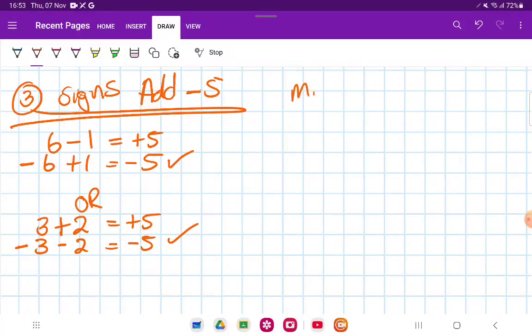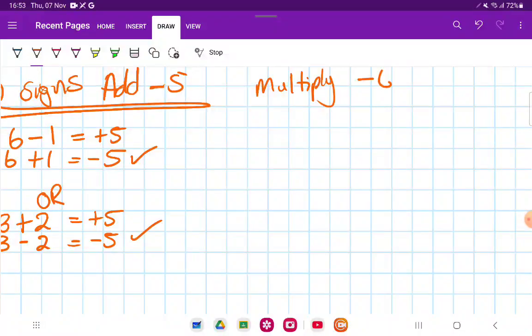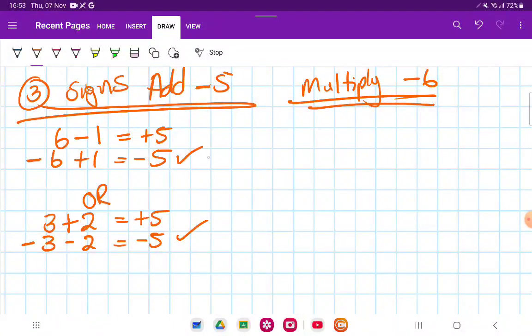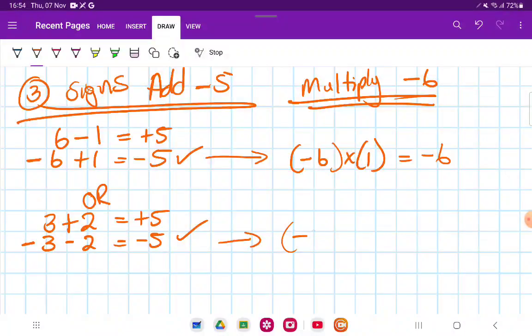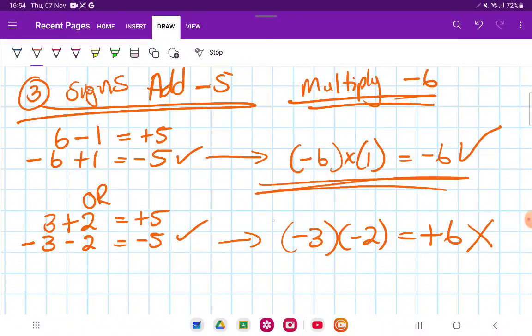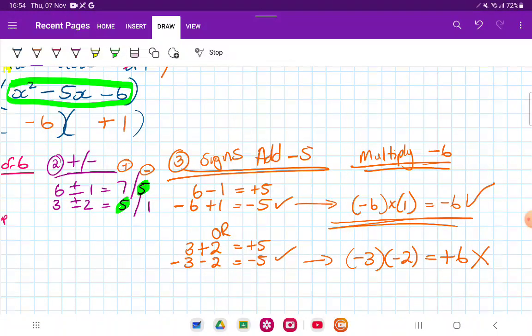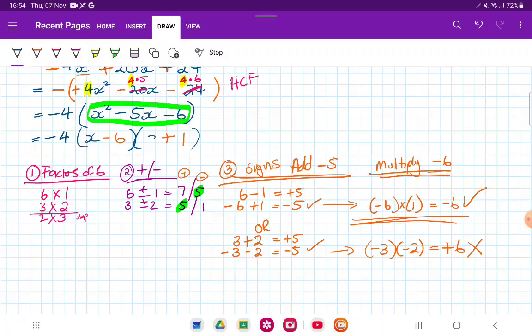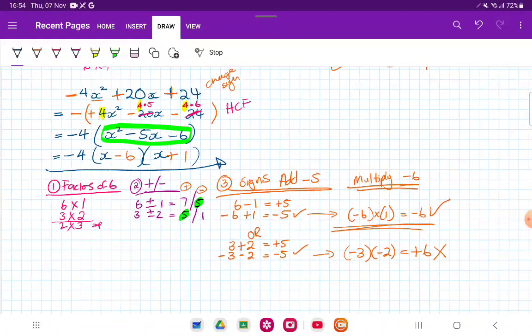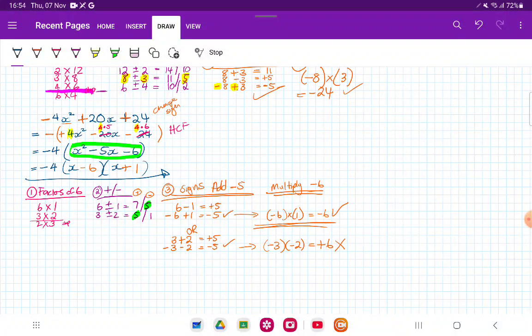Now I'm going to multiply. And when I multiply, I am looking for -6. Okay, so I'm going to use this row, and I'm going to say -6 times 1 gives me -6. If I use this row, I say -3 times -2 gives me +6. So that's wrong and that's right. This is the only option that I have. So in my brackets, I'm going to have -6 and +1. And the rest of it is going to be x. And that is the end of factorizing that trinomial.